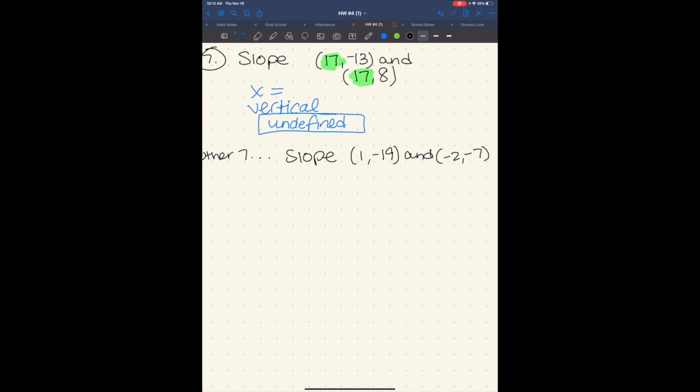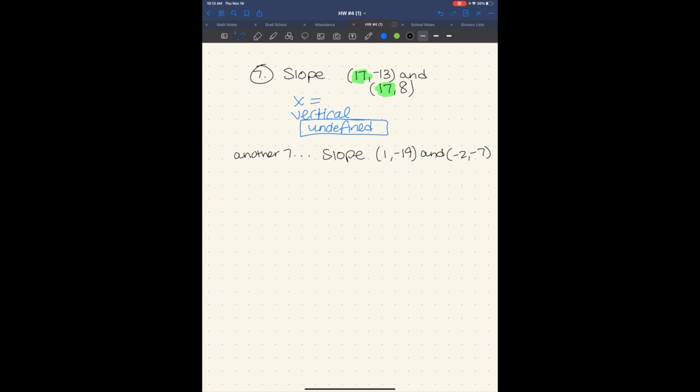Let's say you got the question, okay, so let's pretend I had a different number 7 that said, what's the slope between these 2 points? I would label my x1 and y1, x2, y2. I would use the formula m equals y2 minus y1 over x2 minus x1. So my y2 is negative 7 minus negative 19 over x2 is negative 2 minus 1. If I plug that into Desmos, it would give me positive 12 over negative 3, which simplifies to negative 4. That is what I would type into the calculator.